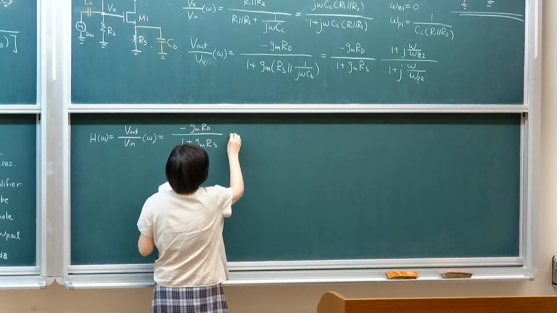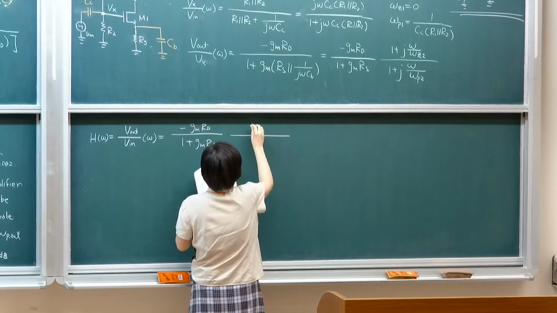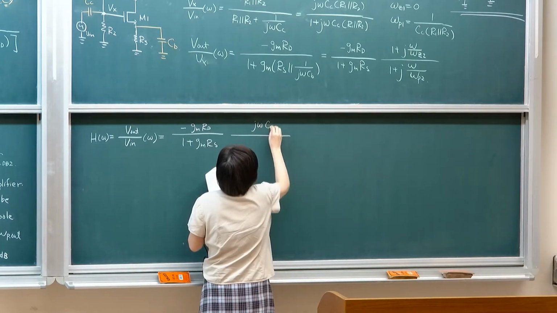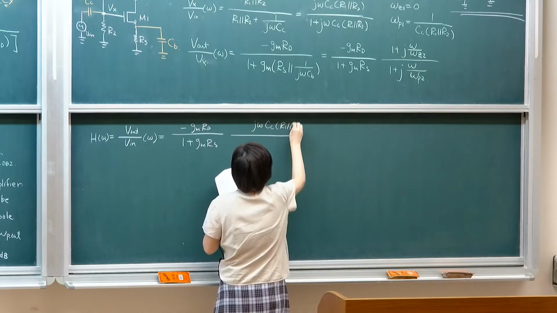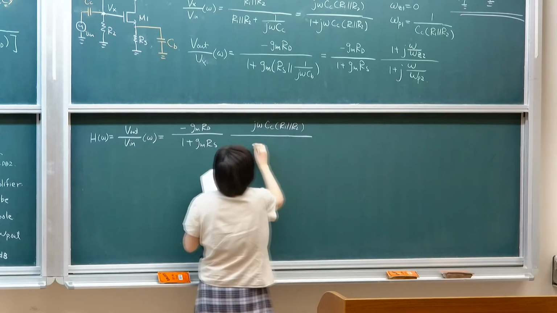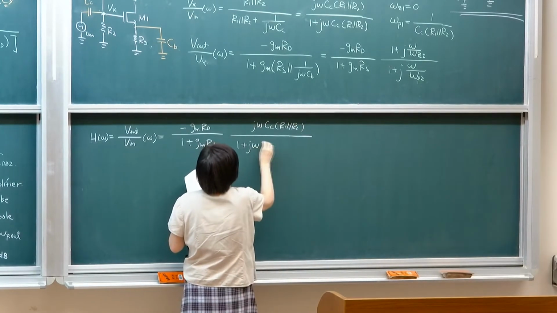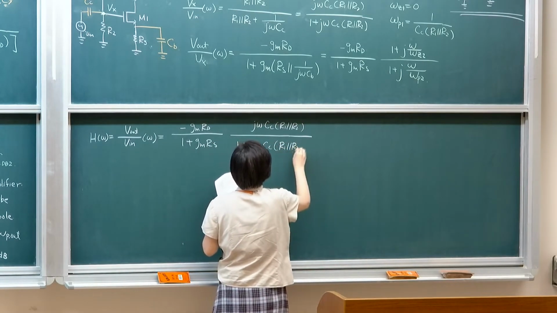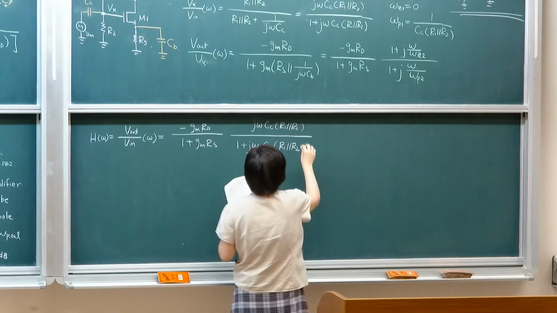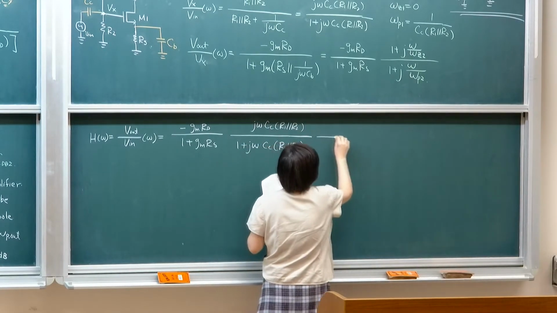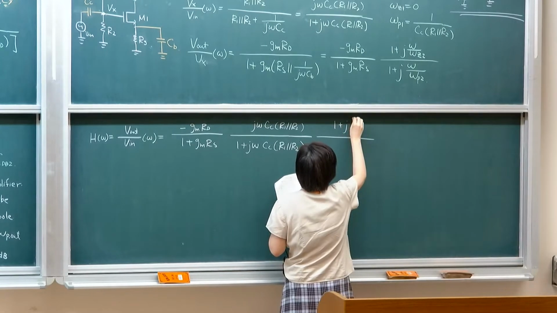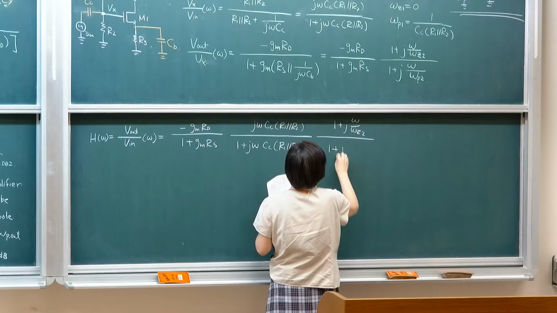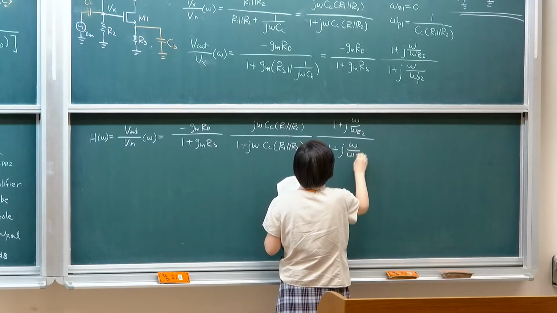And then we have the zero term, which is j omega CC (R1 in parallel R2) over 1 plus j omega CC (R1 in parallel R2), times 1 plus j omega over omega z2, over 1 plus j omega over omega p2.